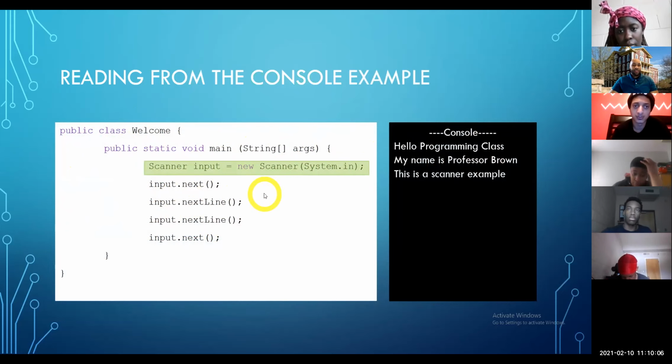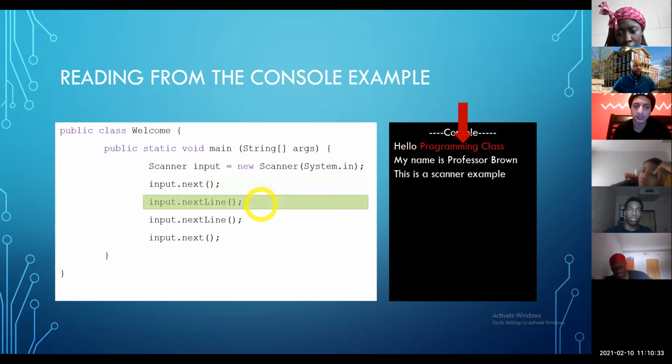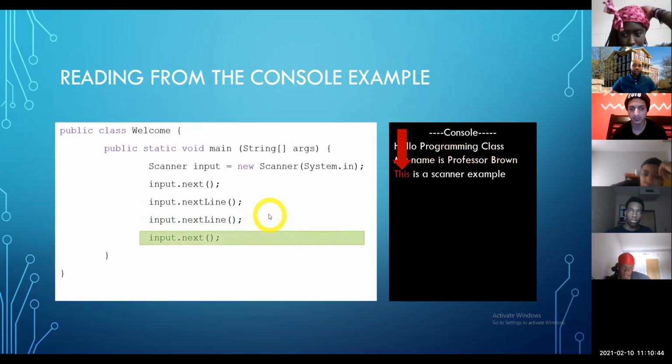All right, let's go through this. So the first line, we create our scanner, okay? And we're naming it input, scanner input, we name it input. Then we say input.next. It literally gets the next word, so hello. So this is our console, we get hello. input.nextLine would then get the rest of this line. So it gets hello, then it gets the rest of the line, programming class. If we do input.nextLine again, we're going to get the whole next line. If we do input.next, we're going to get the next word.